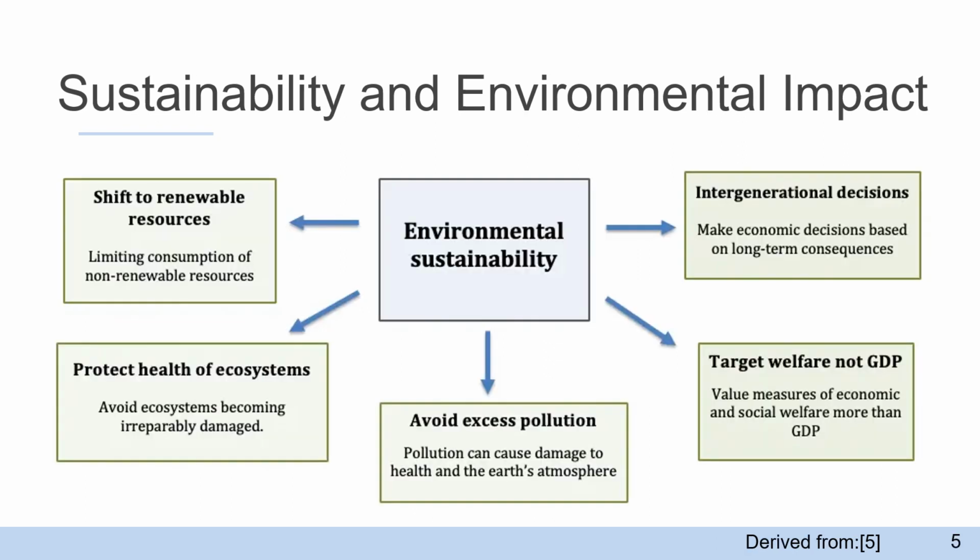This figure shows how we can maintain environmental sustainability. First point is to shift to renewable resources, that is, by limiting the consumption of non-renewable resources. Next, protect the health of ecosystems. Avoid ecosystems being irreparably damaged. Next is to avoid excess pollution. Pollution can cause damage to health and the Earth's atmosphere.